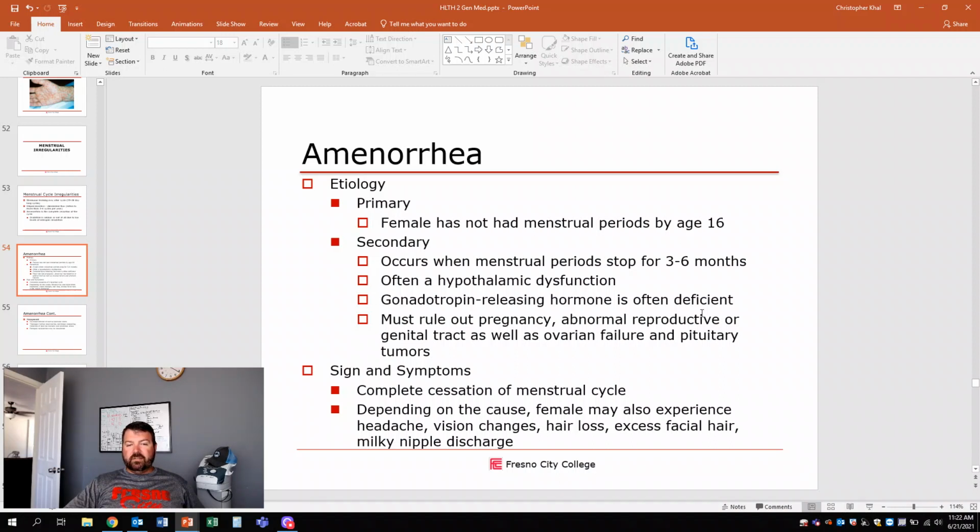Hormone release is deficient. Must rule out pregnancy, obviously. Abnormal reproduction or genital tract, as well as ovarian failure and pituitary tumors. The sign and symptom is complete cessation of the menstrual cycle. Depending on the cause, females may also experience headaches, blurred vision, hair loss, excessive facial hair, milky nipple discharge, and so forth.